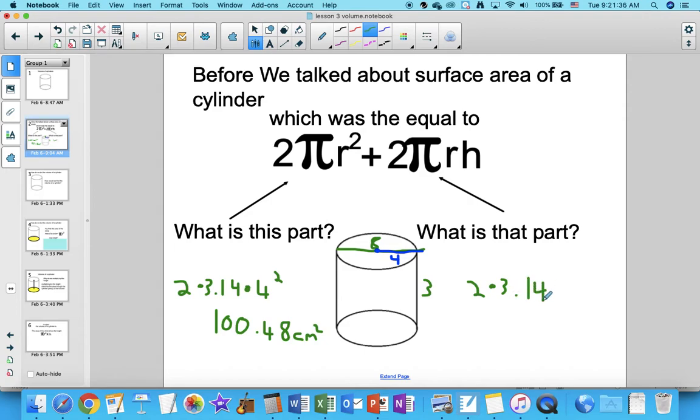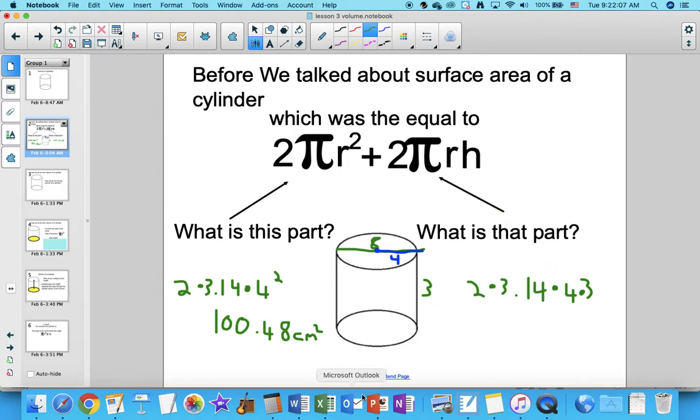3.14, right? Times r, again, we found that to be 4. And then we times it by the height, which is 3, right? So basically, what I'm doing is I'm just putting in the slots. I'm replacing the symbols. I'm replacing the variables. 2 times pi, 3.14, times r squared, which is 4 squared, which is 16. 2 pi, 3.14, r, right, which is 4, and h with its height.